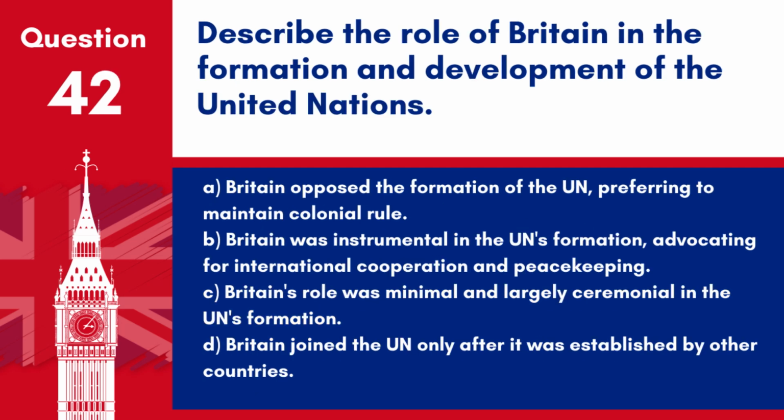Question 42. Describe the role of Britain in the formation and development of the United Nations. A. Britain opposed the formation of the UN, preferring to maintain colonial rule. B. Britain was instrumental in the UN's formation, advocating for international cooperation and peacekeeping. C. Britain's role was minimal and largely ceremonial in the UN's formation. D. Britain joined the UN only after it was established by other countries.